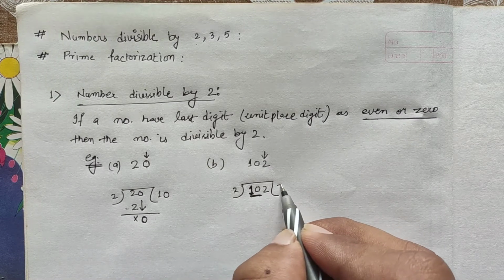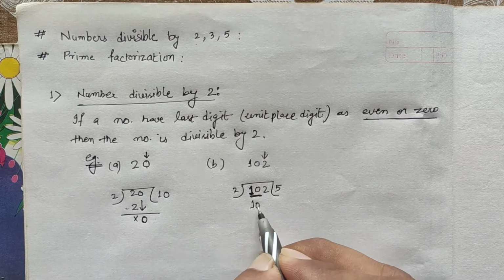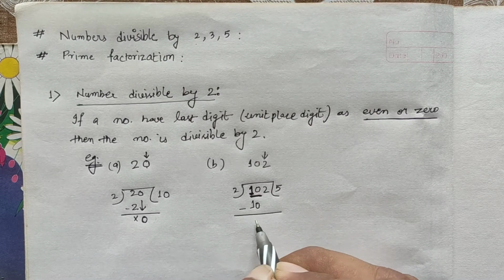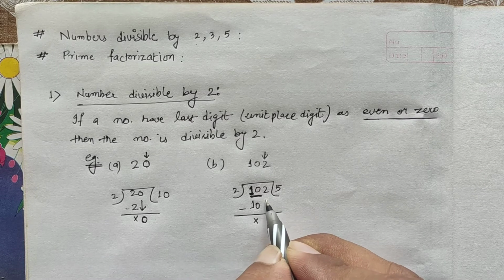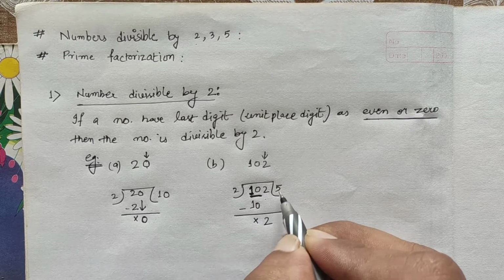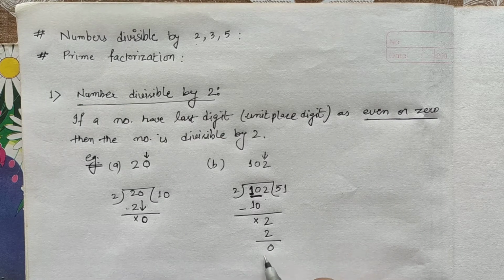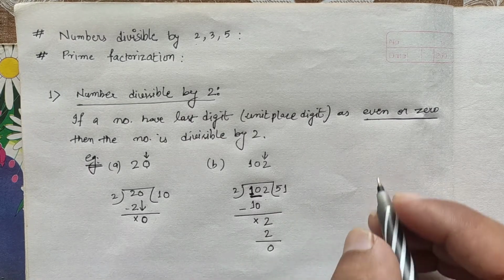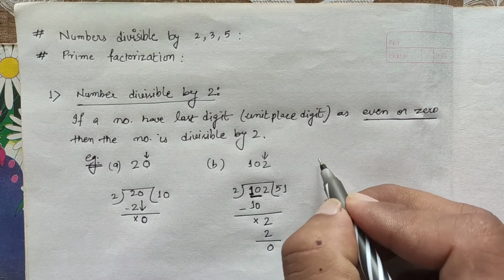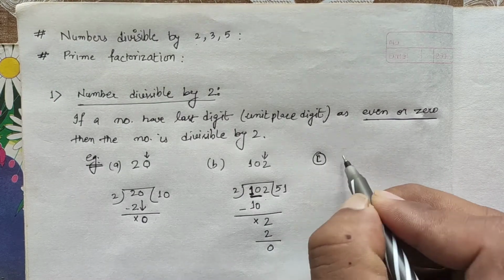Let's divide it. 2 times 5 is 10. After subtraction it becomes 0, and we write here 2. 2 times 1 is 2, so the remainder is 0. So this is also exactly divisible. So let's see another example.